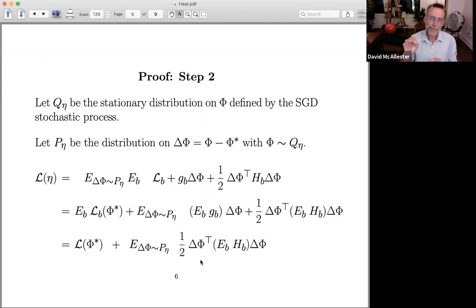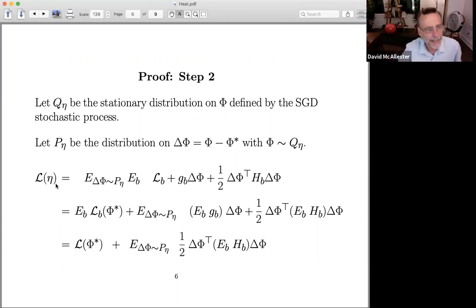Now, at a given temperature, we have a stationary distribution. So I'm going to let Q denote the stationary distribution on the vectors at that temperature, at learning rate eta. But I'm going to do a change of variables. I'm going to center my vectors at the optimum. So I'm really interested in the distribution over delta phi, where delta phi is defined to be phi minus the optimum. It's the vector from the optimum. So I'm going to move the origin of my coordinate system to phi star.